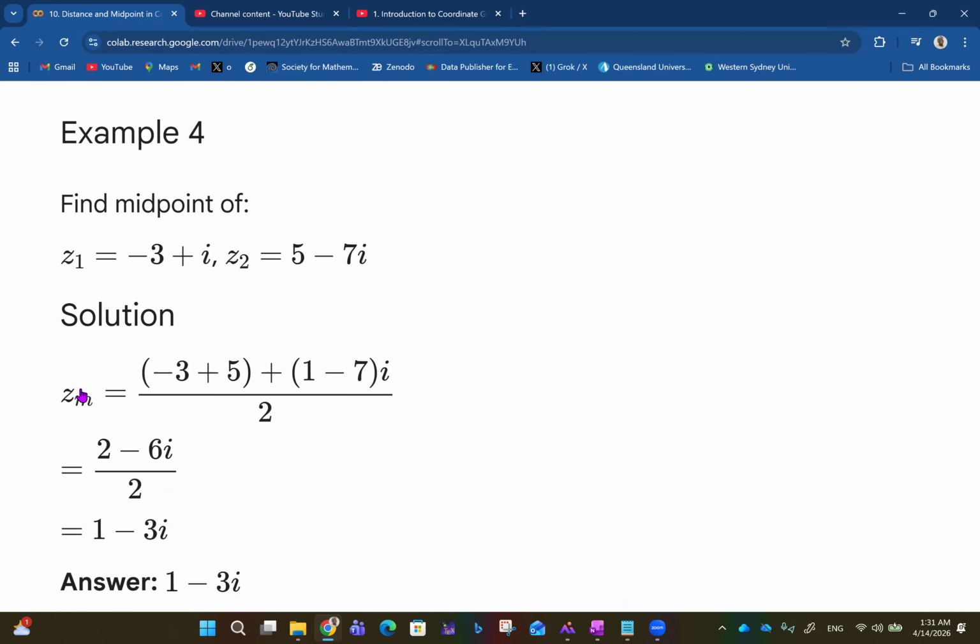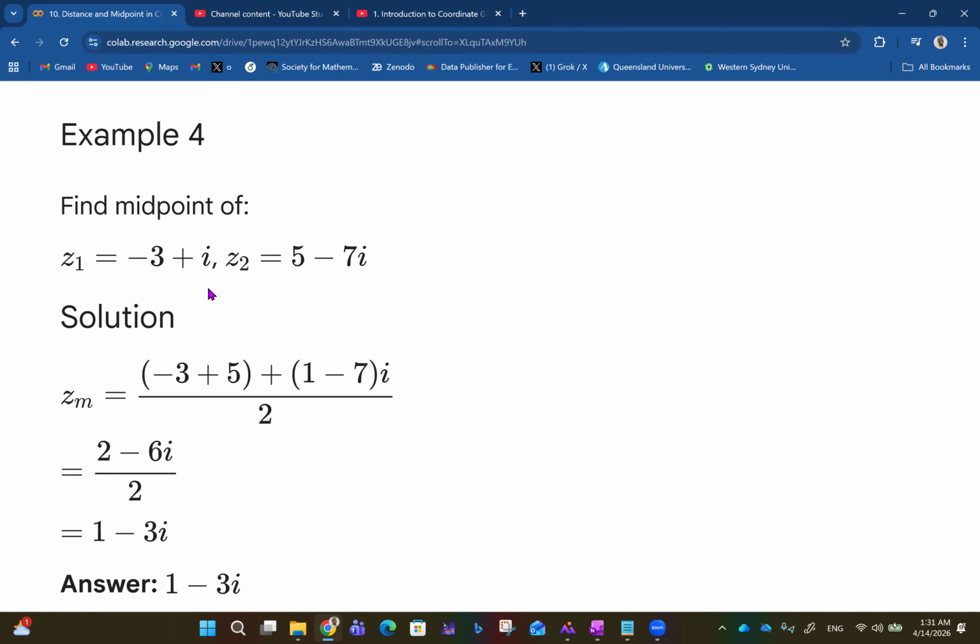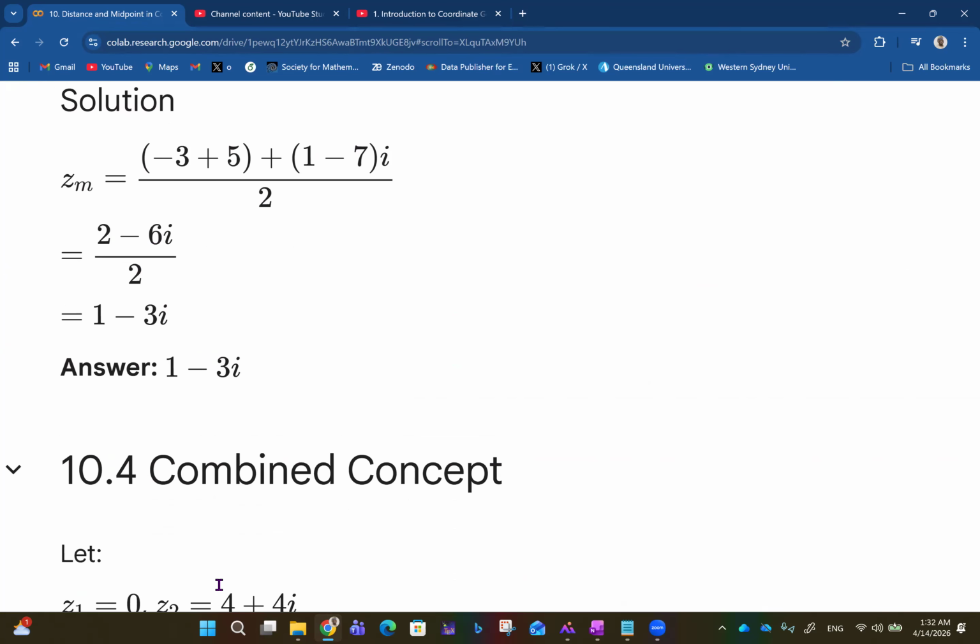Example 4: we want to find the midpoint of Z1 is minus 3 plus i and Z2 is 5 minus 7i. So minus 3 plus 5 will be 2, then 1 minus 7 is minus 6. So 2 over 2 is 1, and minus 6 over 2 is minus 3. So the answer is 1 minus 3i.